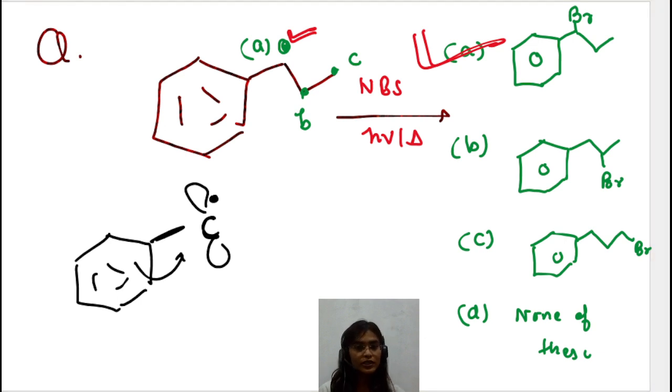I hope this question is clear. C is not the correct answer because of radical stability. If you don't know, please revise the GOC class: whether the tertiary radical is more stable, or the secondary, or the primary. C is the primary radical, and it's very unstable among all the cases.